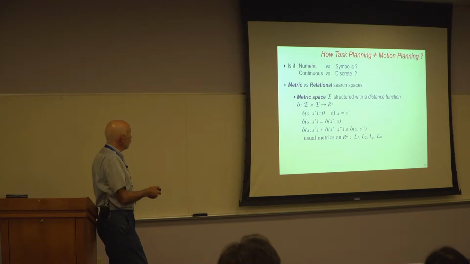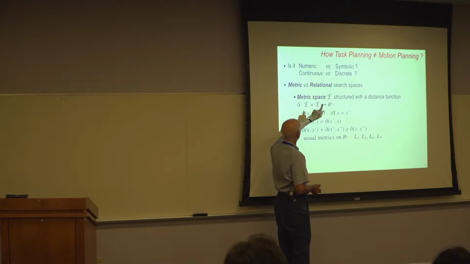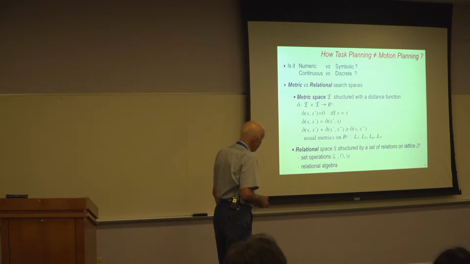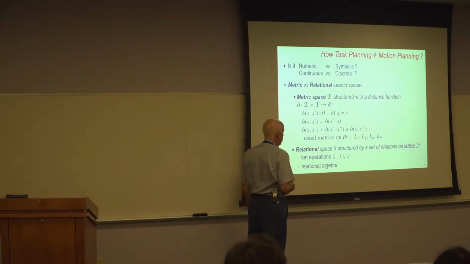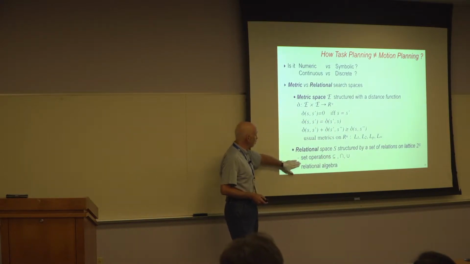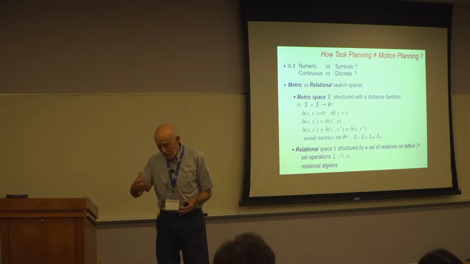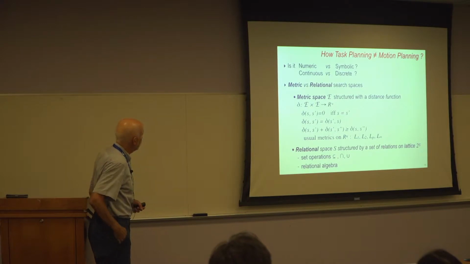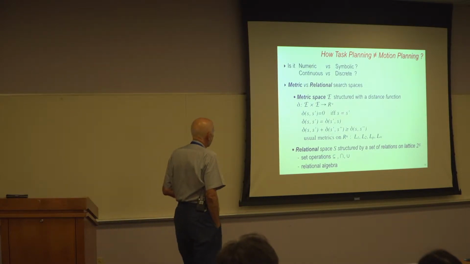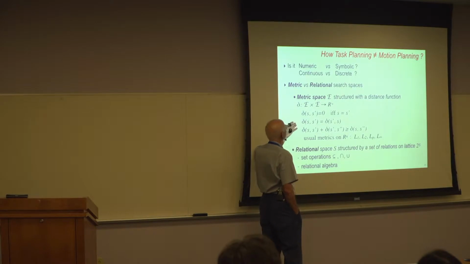And in motion planning, all your spaces are metric. They can be discrete, but they are metric. In task planning, you don't have a metric. You have only a relational space, S, which is structured by a set of relations on the lattice 2 to the S. You have only set operations, and you have a relational algebra that allows you to reason about what you add in a state, or how your state changes in there. Your relational space is discrete, but that's not the main point. It is symbolic, but that's not the main point. It is missing a metric.